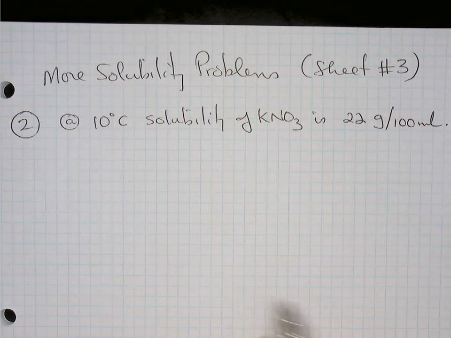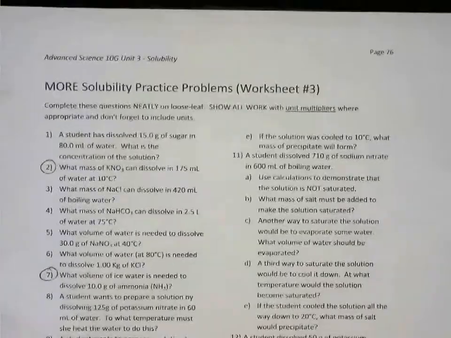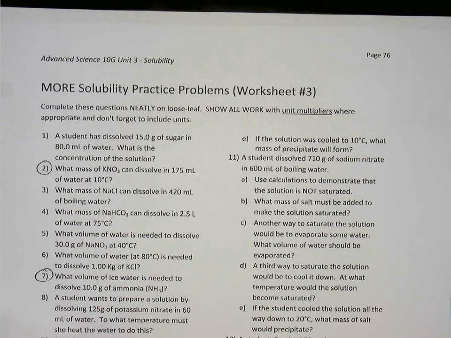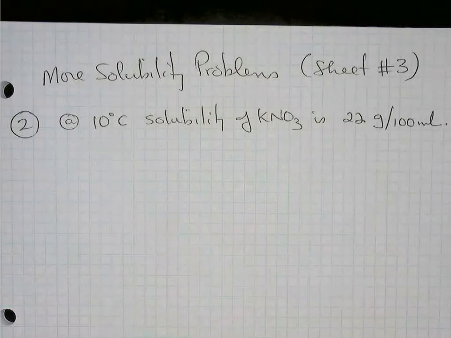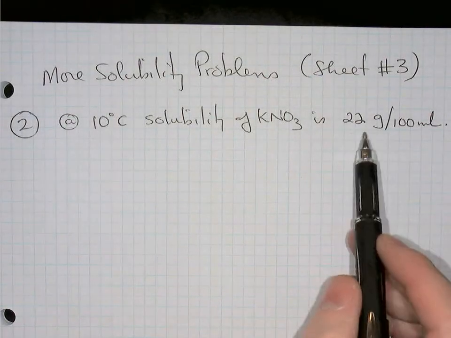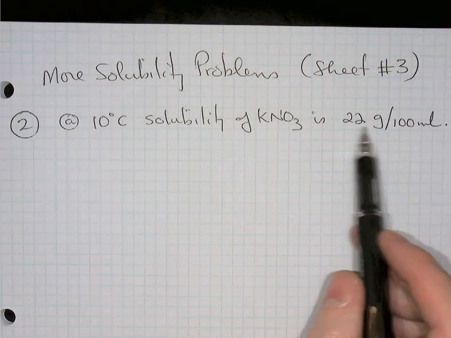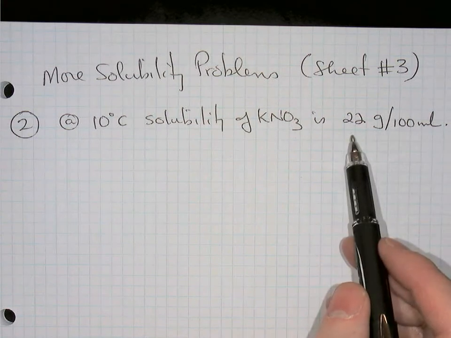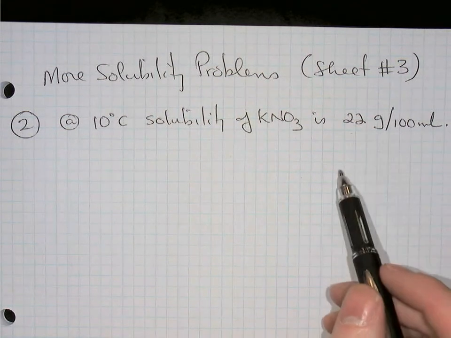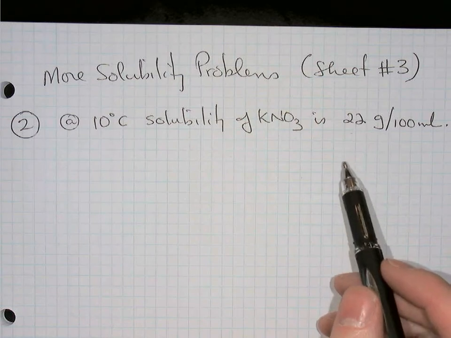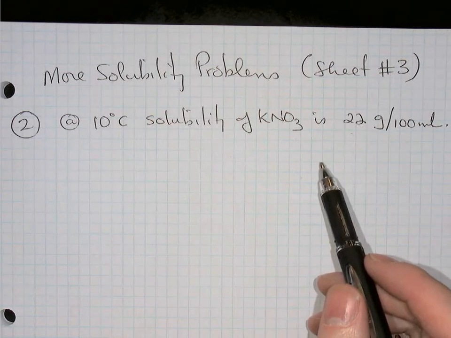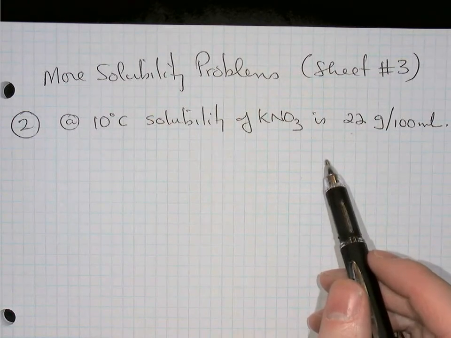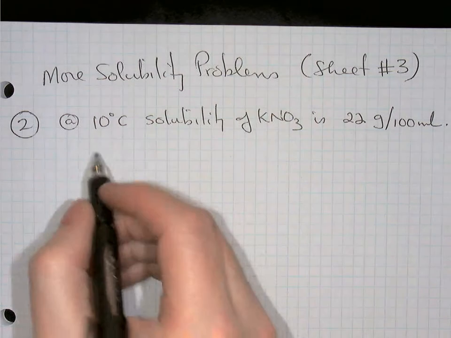So there's the solubility. Now the question said, what mass of potassium nitrate can be dissolved in 175 mL of water at 10 degrees? Well, if we had 200 mL of water, then clearly we could have dissolved twice this, right? So instead of 22 grams per 100 mL, 44 grams would have been dissolved in 200 mL. We've got 175 milliliters, so the answer is going to be less than 44, probably in the high 30s, maybe around 40, something like that. But let's set up the answer.